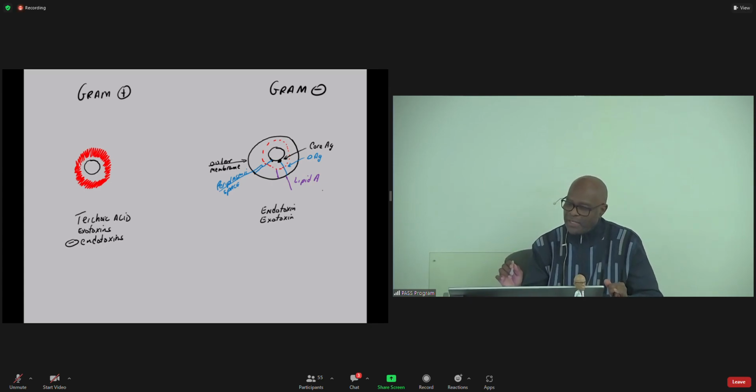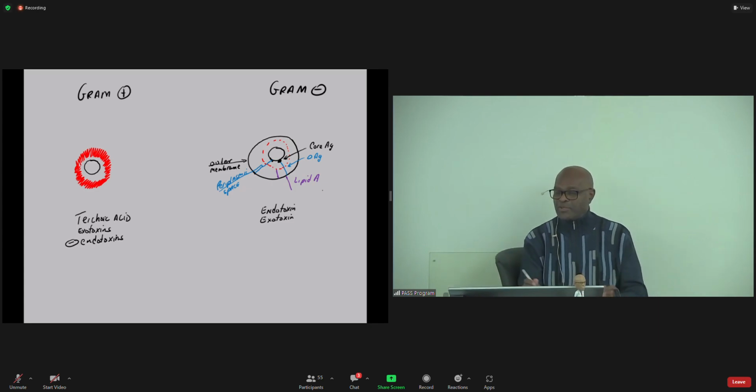That means if I kill this gram-negative, does everybody understand a whole lot of lipid A is going to be released? But even worse than that, a whole lot of core antigen is going to be released. Everybody follow that? That means this is going to cause severe inflammation.